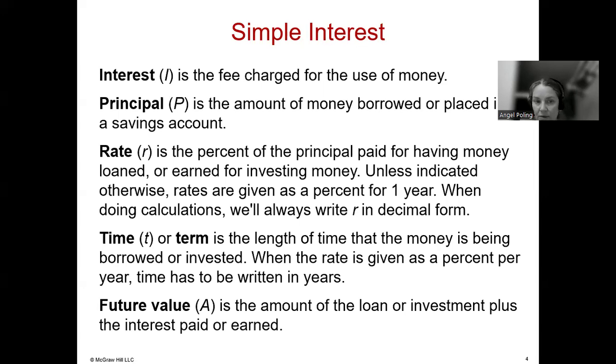Time T, or term, is the length of time that the money is being borrowed or invested. When the rate is given as a percent per year, time has to be written in years. Future value A is the amount of the loan or investment plus the interest paid or earned.